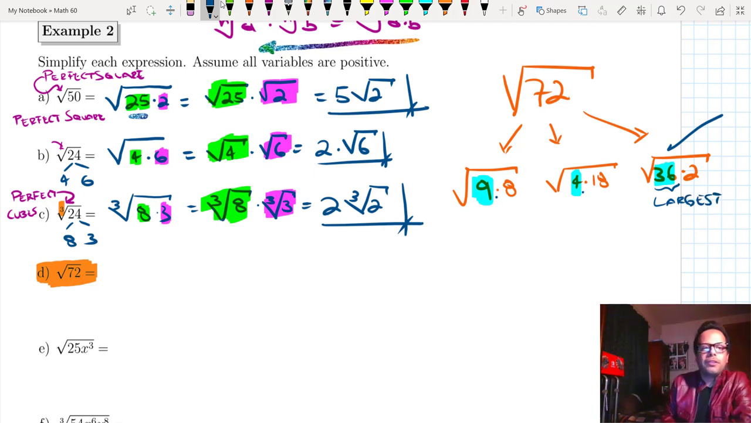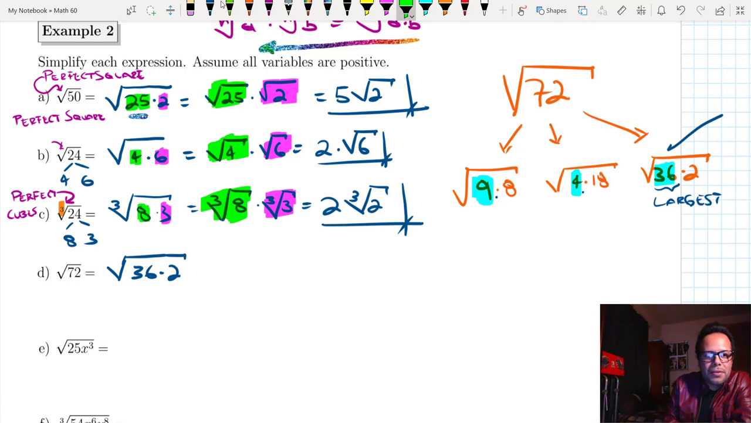All right, so we're going to take this one. Let's see. We're going to write this as the square root of 36 times 2. In this case, 36 is the perfect square. 2 is not a perfect square. So let's break this up into the square root of 36 times the square root of 2.